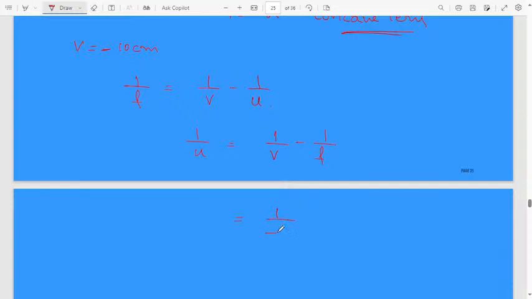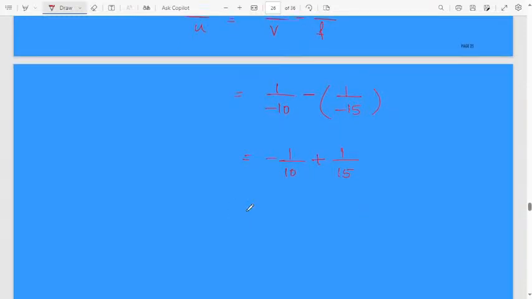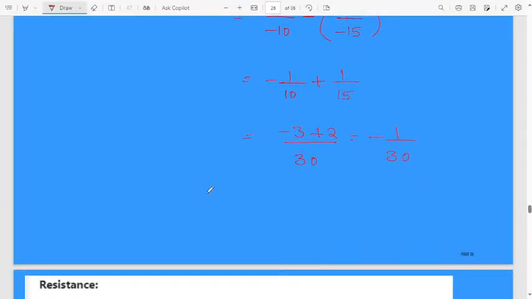v is 1 divided by minus 10, minus f value is 1 divided by minus 15. Then this value is minus 1 by 10, minus into minus plus 1 by 15. Then take the LCM. You can multiply that directly, otherwise take LCM. 30 minus 3 plus 2, this will be equal to minus 1 by 30. Then u value is minus 30 centimeter. Here the negative sign will indicate where you are placing the object.